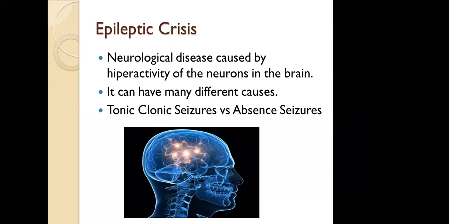You have two types of epileptic crisis: tonic-clonic seizures, which are the ones that you probably know and that you've seen when people are convulsing, when they fall on the floor and start moving and get their muscles very tense. Or you can also have absence seizures, which is when they stop making sense.